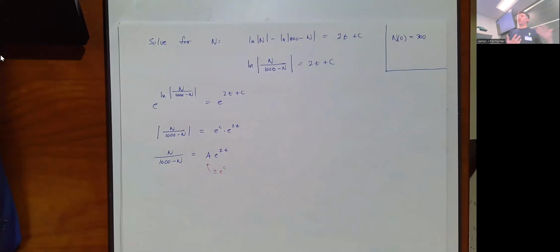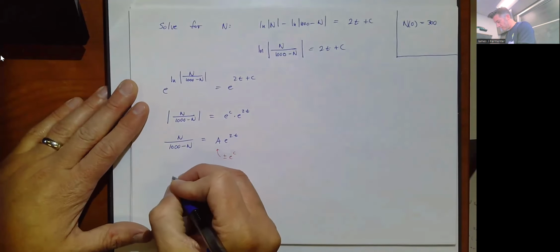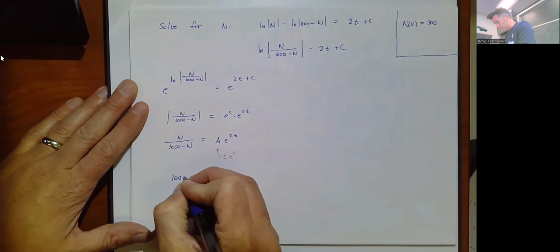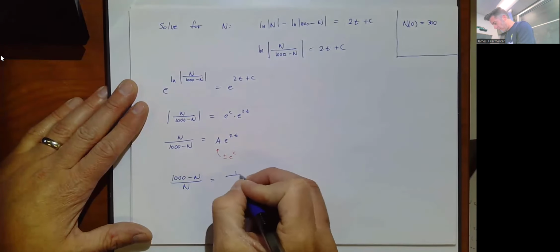I personally don't love the way most people solve this from here out. Most people flip both sides over. It's fine. It works. It's not what I like to do, but I'll show it to you, because it is what people do. So one way of doing this is just to reciprocate both sides. So (1,000 minus N) divided by N equals 1 over A e to the 2t.